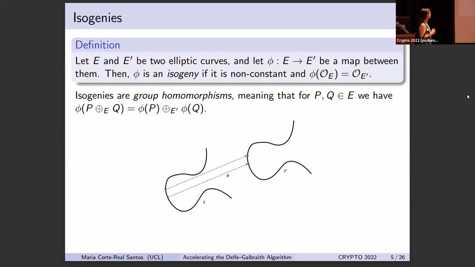Okay, so an isogeny is then, if you have 2 elliptic curves and you consider a map between them, an isogeny is this map which should be non-constant and should send the identity point on E to the identity point on your image curve. And these properties ensure that our isogeny is a group homomorphism, which just means that it interacts nicely with the group structure on your elliptic curve. So given 2 points on your elliptic curve E, if you add them together and apply the map, it's the same as applying the map on each point and adding them on the image.